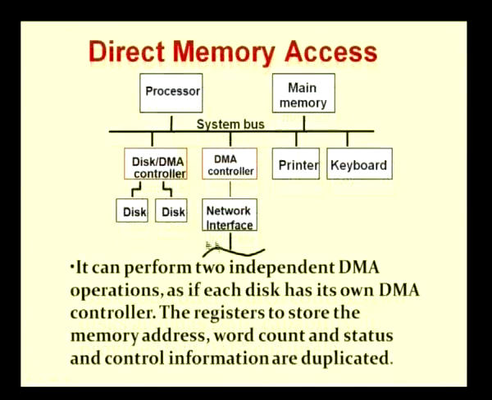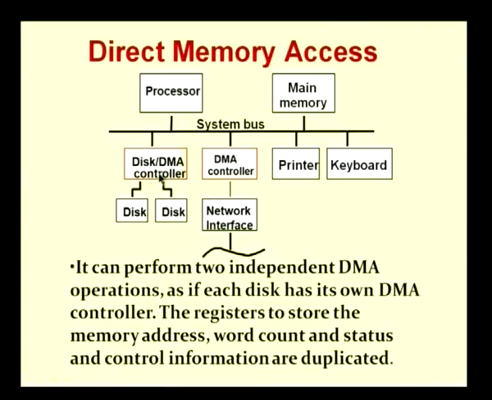When I say that there are 2 different DMA channels, it means that the parameters that we require, that is the registers to store the memory address, word count and other status and control information for each channel, are duplicated. So, inside this controller I will not have just one set of registers for the starting address, word count and so on, but I will have 2 sets of registers. One set of registers for one particular channel and another set for the other channel.